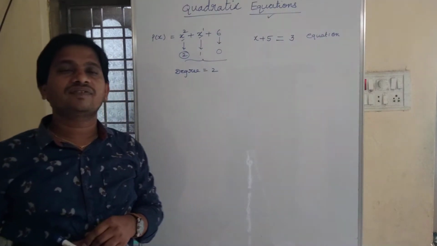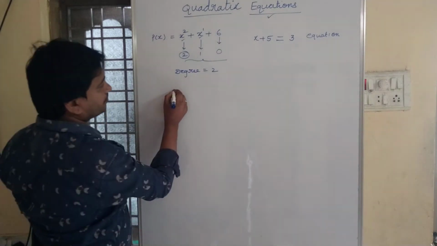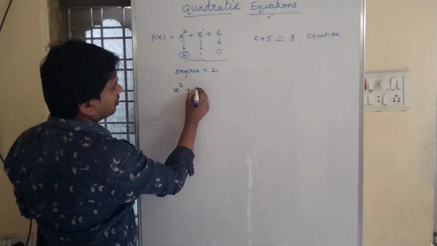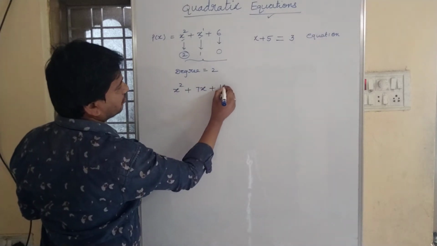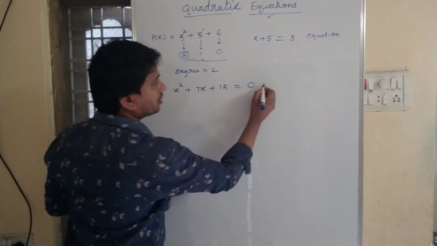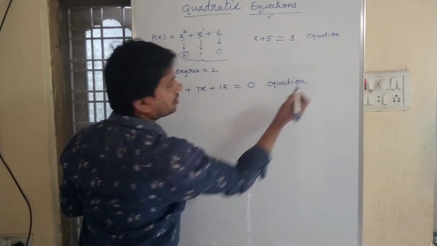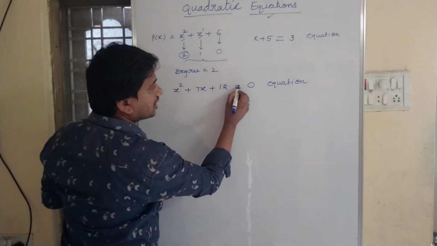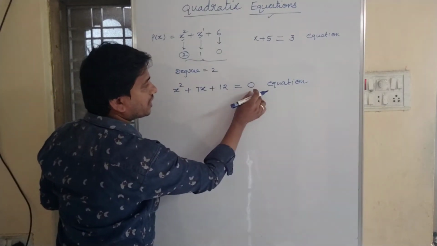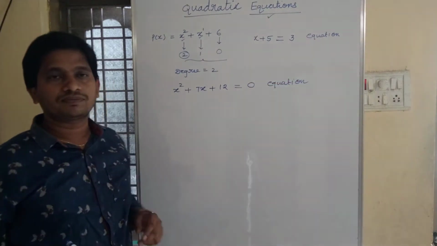So children, what do you mean by equation? If there is an equal sign in between two expressions. For example, consider x square plus 7x plus 12 is equal to 0. So this is called what? This is an equation. Why do we call it an equation? Because there is an equal sign in between two expressions. That is the reason this is called an equation.